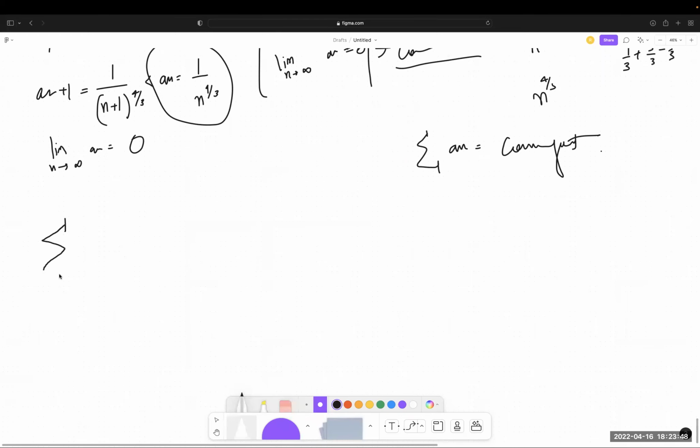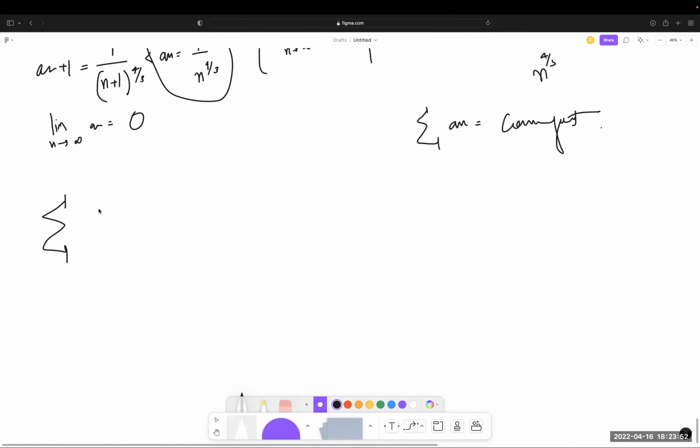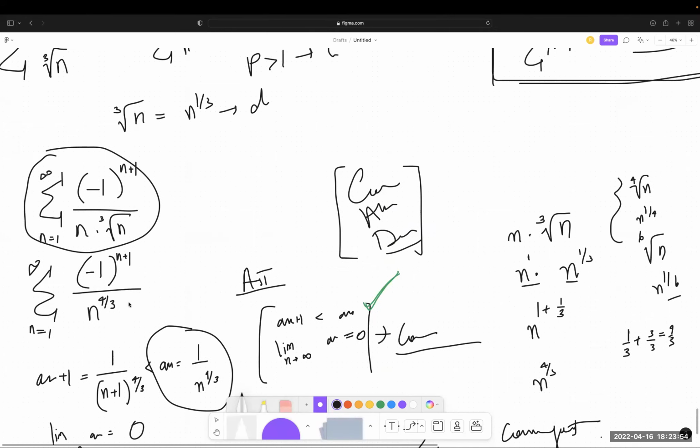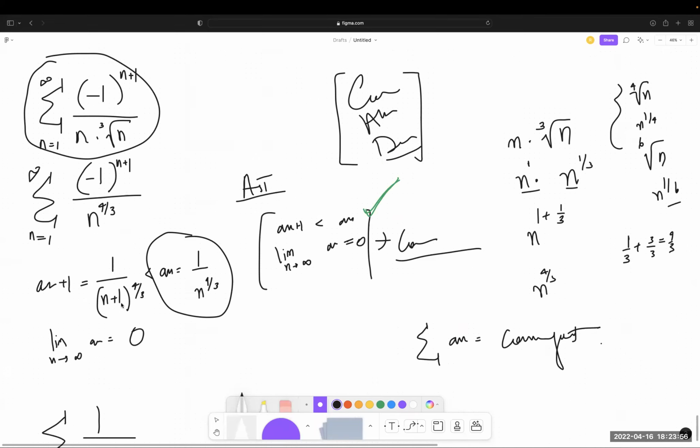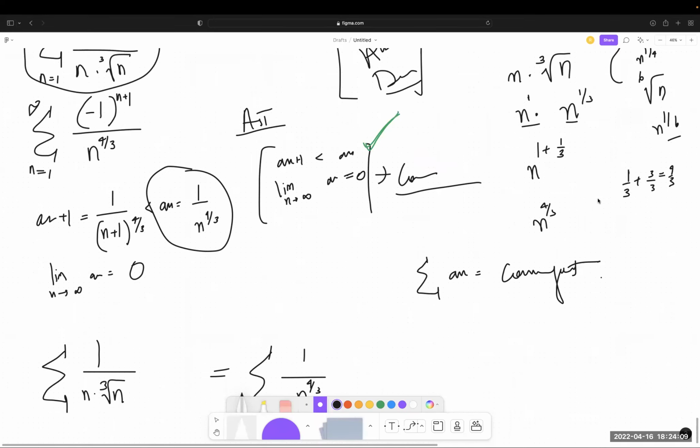So let's go ahead and do that. We'll take the absolute value version of this, which is just the same thing without the -1 to the n plus 1, which is n times the cube root of n. Which we already said was the series of 1 over n to the 4/3. Did we say it was 4/3? Yeah.